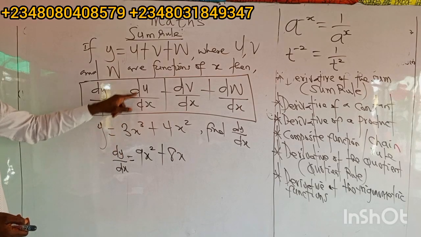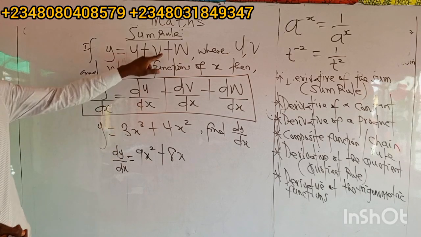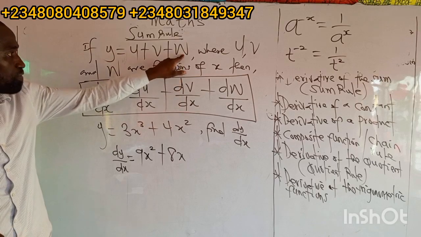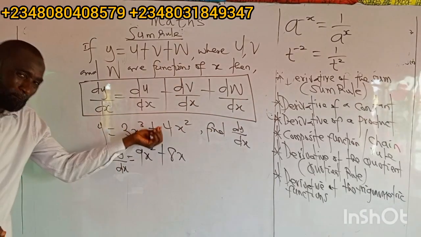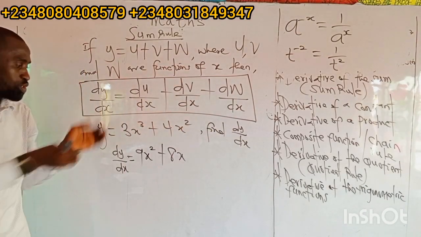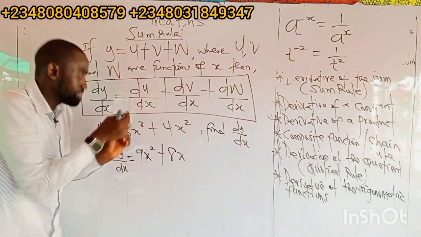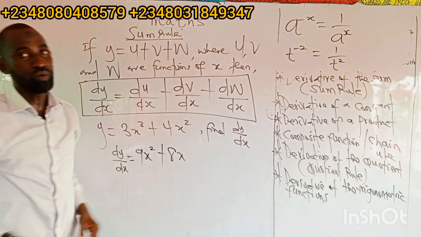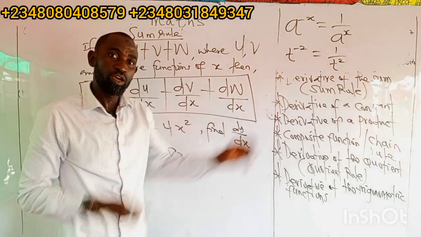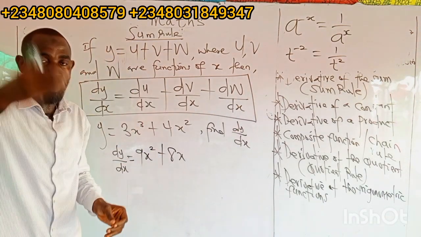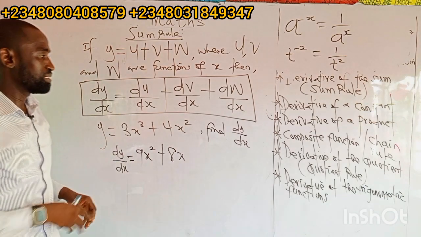This one, function of x, this one, function of x, this one, function of x. What I need to do, we do it one by one. That's what we call the sum rule. Just do it one by one using the general rule. It means the general rule will affect this, and the general rule also affects this, even if there are like 10 terms, one by one. Break it down one by one. This is what we call the sum.